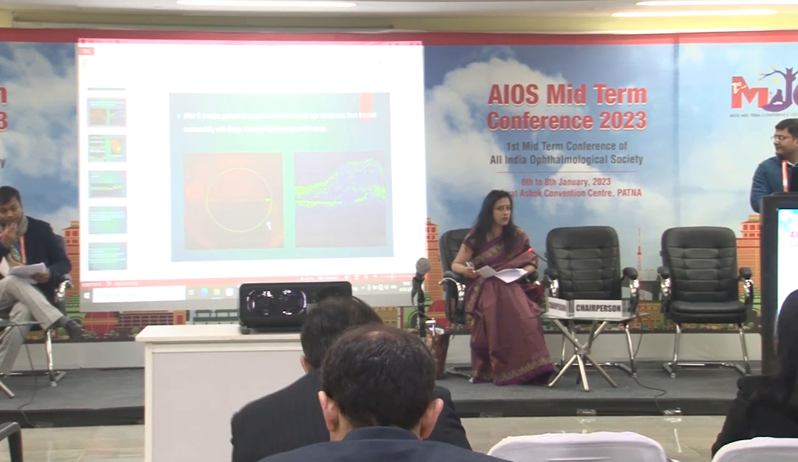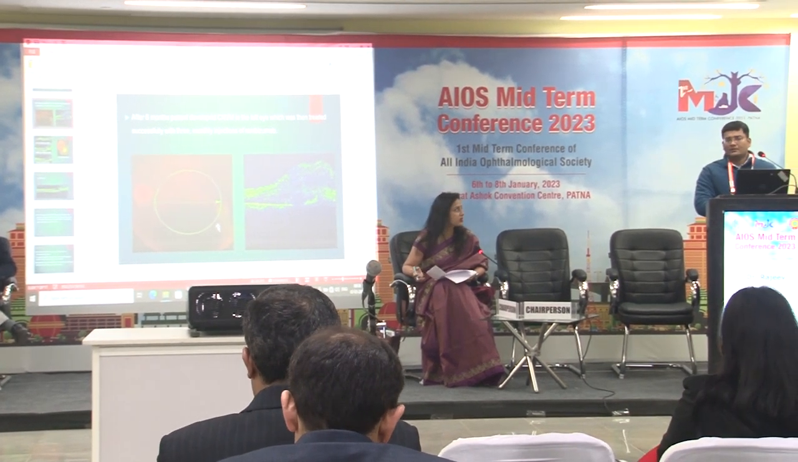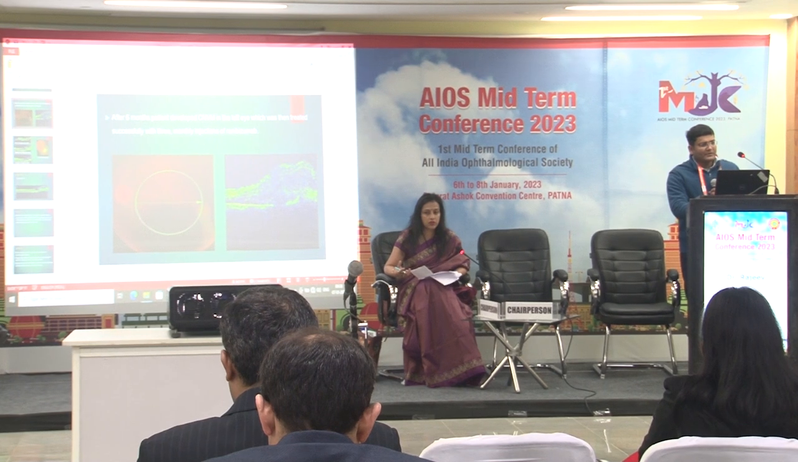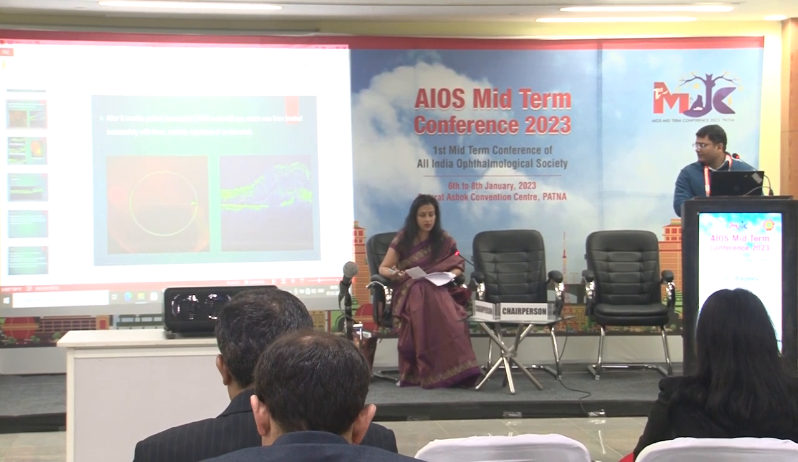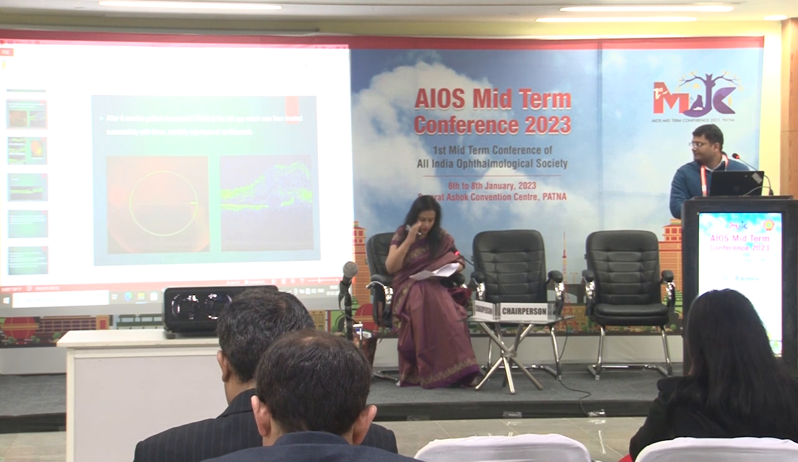What do you think is the reason for the decreased vision? Why is it 6/18? Ma'am, actually there is an epiretinal membrane, and the patient has now developed a lamellar macular hole also, ma'am.